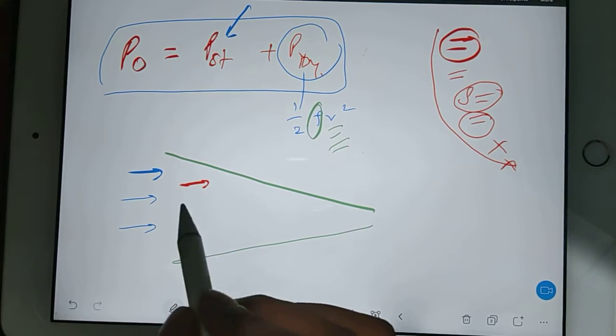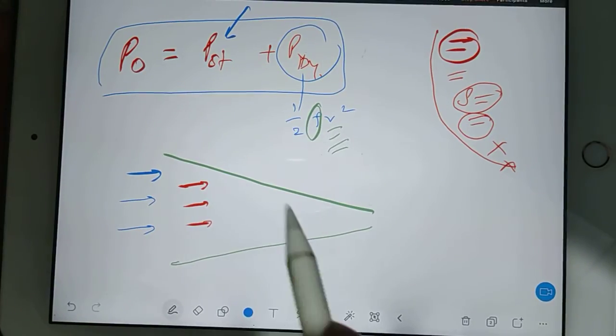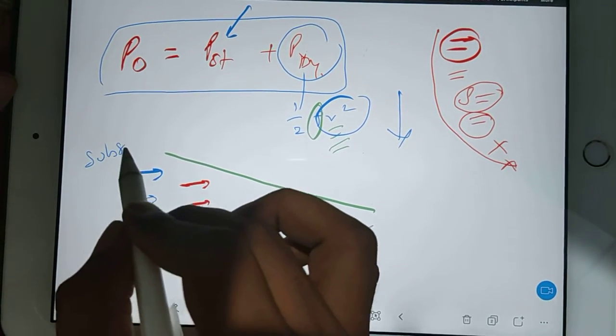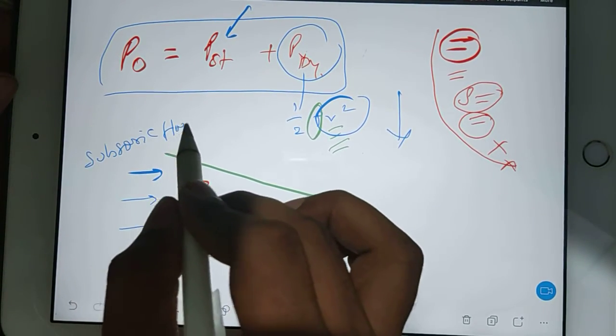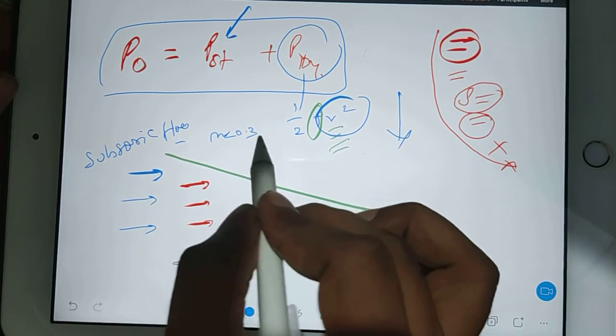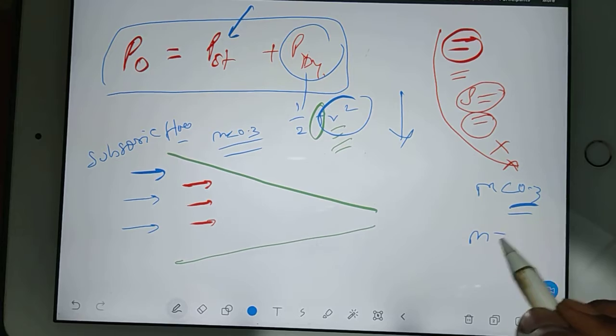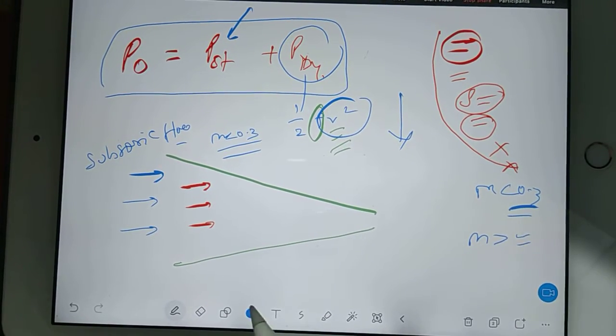If the flow goes into the nozzle, then your velocity will increase. I am considering subsonic flow, which means Mach number is less than 0.3. Always remember, if your Mach number is less than 0.3, then flow is subsonic. If Mach number is more than 0.3, then supersonic.